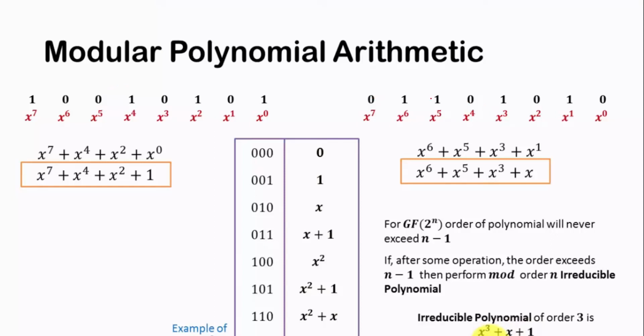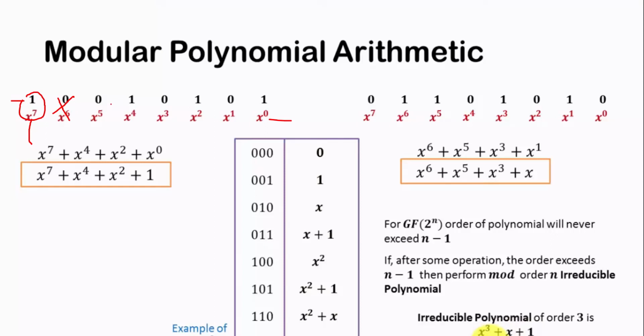modular polynomial arithmetic. Consider an 8-bit random binary pattern. How can we convert this into polynomial form? In order to perform the addition and multiplication operations, we need to convert this number into polynomial form. For that, we write all the powers of x in sequence, starting from the LSB position: x to the power 0, x to the power 1, x square, x cube, etc. And here it is 1 into x to the power 7. So we need this term in our result.